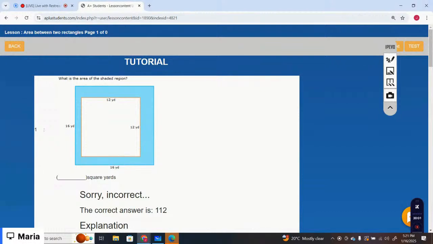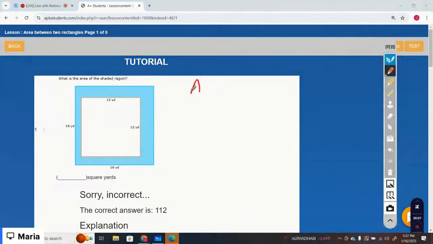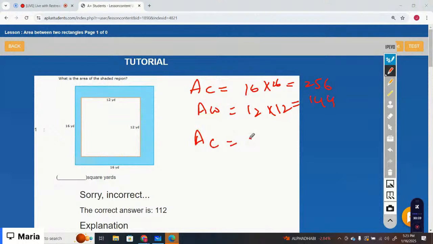Just look at the given example. The area of the wall, the colored portion, that is 16 times 16, 256 it is. Then the area of the window, the white portion, that is 12 times 12, that is 144. So you need to calculate the area of the colored portion only. So you have to subtract 256 minus 144. That is 112. So the area is 112. Let's just start with the test questions.